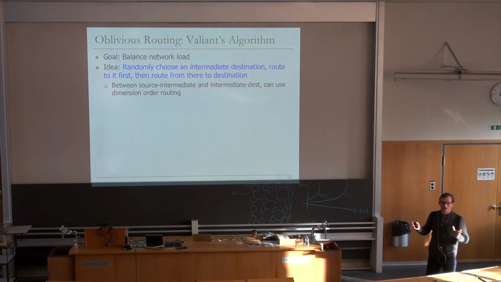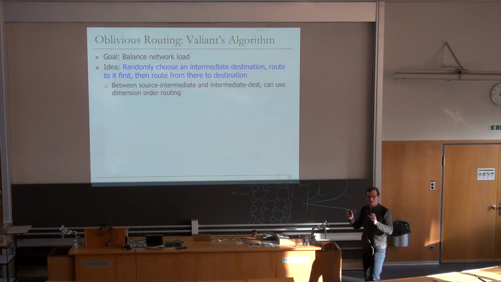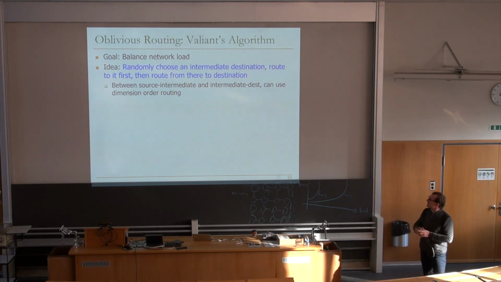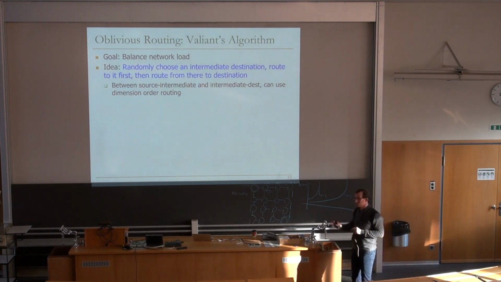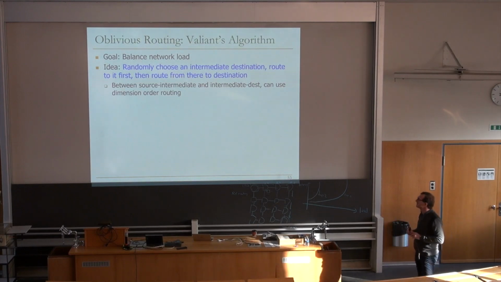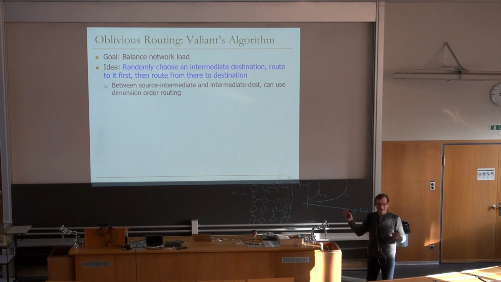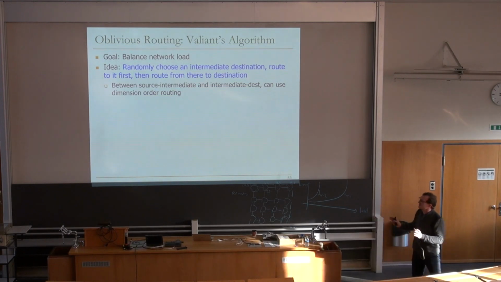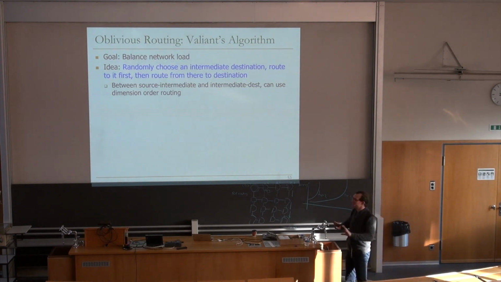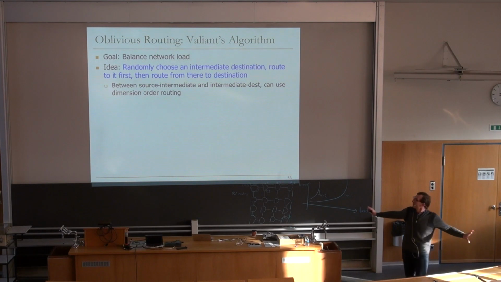Okay, so oblivious routing. This is the second general routing algorithm type. And this is one example of oblivious routing. This was developed by Leslie Valiant, who was also responsible for the bulk synchronous parallel programming model, execution model. He won the Turing Award for all of that. And the idea is very simple, basically. The goal is to balance the network load. You don't have any other goal in life. You want to utilize your links really well. Balance the load across the network.